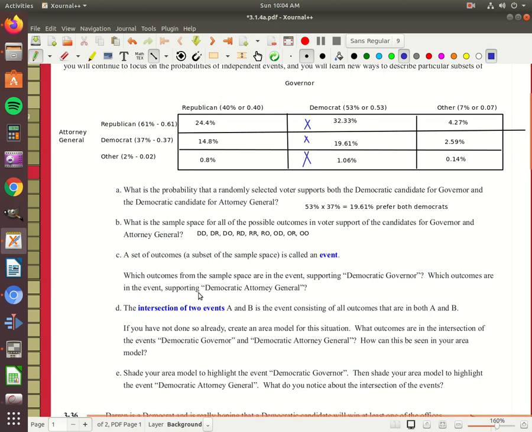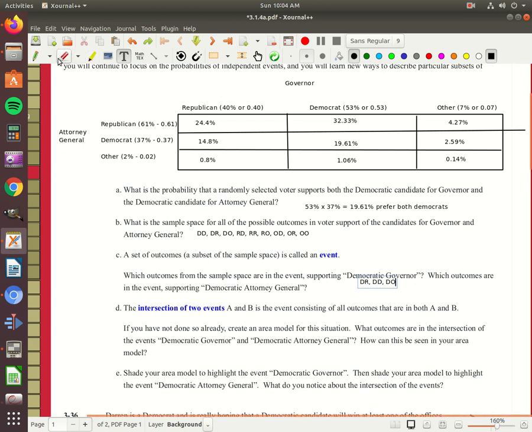Which outcomes from the sample space are in the event supporting the Democratic governor? Which outcomes are in the event supporting the Democratic attorney general? So that answers the question for the Democratic governor. So for the Democratic governor, we'll say it was DR, DD, and DO, because don't forget we're putting the governor first. Well, how about if you like the Democratic attorney general?